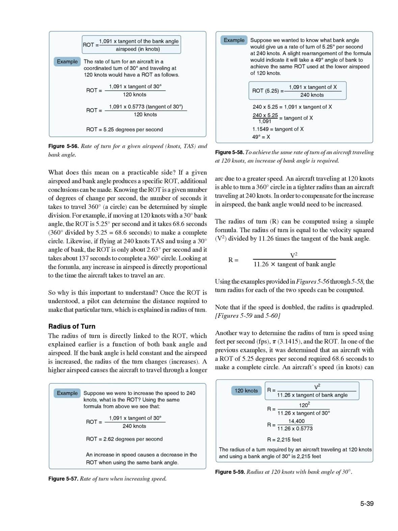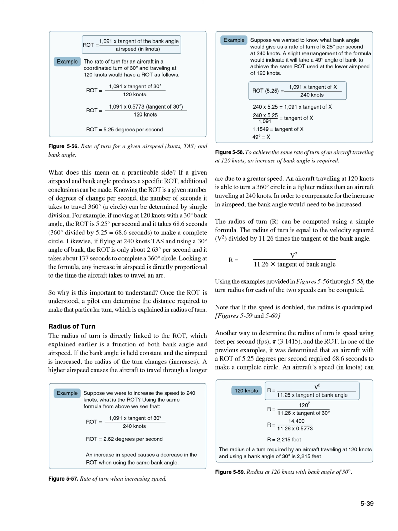If a given airspeed and bank angle produces a specific ROT, additional conclusions can be made. Knowing the ROT is a given number of degrees of change per second, the number of seconds it takes to travel 360 degrees, a circle, can be determined by simple division. For example, if moving at 120 knots with a 30 degree bank angle, the ROT is 5.25 degrees per second and it takes 68.6 seconds, 360 degrees divided by 5.25 equals 68.6 seconds, to make a complete circle. Likewise, if flying at 240 knots TAS and using a 30 degree angle of bank, the ROT is only about 2.63 degrees per second and it takes about 137 seconds to complete a 360 degree circle.